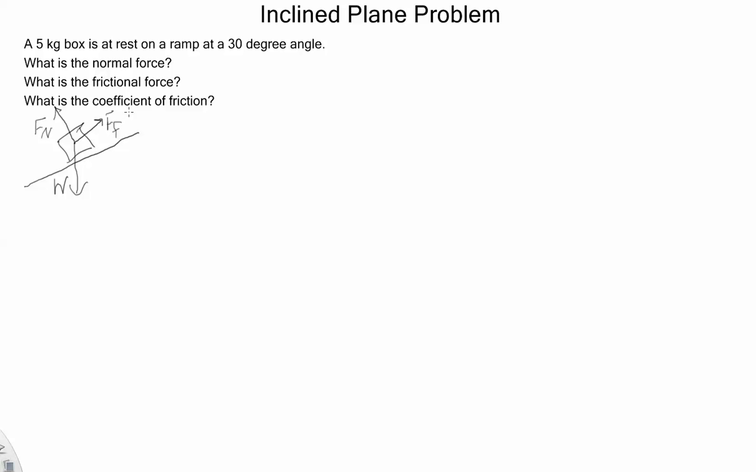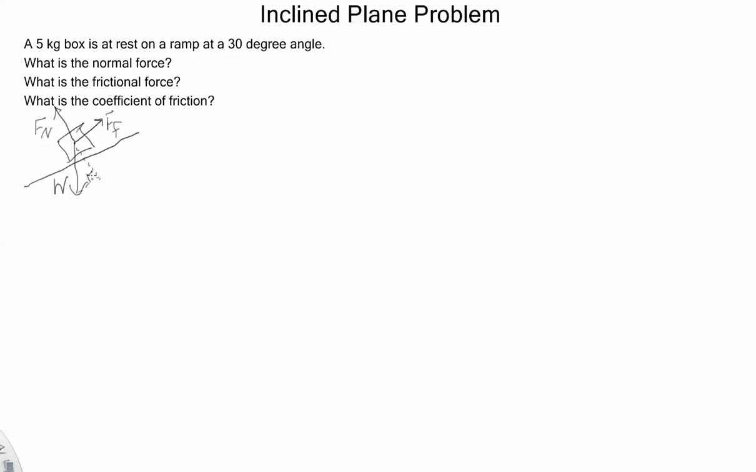Now, here's what makes this a little bit tricky with inclined planes, okay? You can see we have three vectors. These two are perpendicular to each other, but this one is kind of in between. So that means we have to break this up into components, okay? Since these two are on the same plane, we're going to break up the weight into components, at least on the same plane as the normal force and the frictional force, okay?